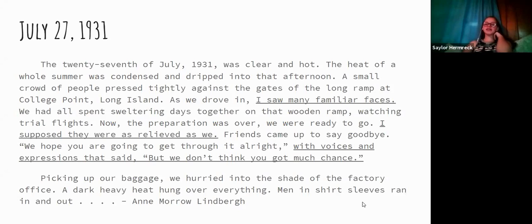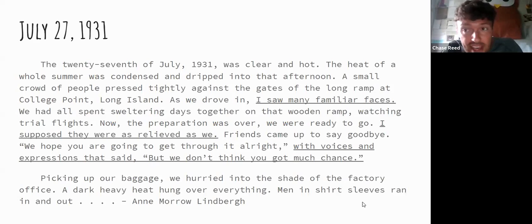Like when he said he saw many familiar faces. Saw many familiar faces, yeah. That is detail because it definitely says what's being seen, but also the fact that it's familiar is a personal response. They are familiar faces, right? Okay, so what else is detail?